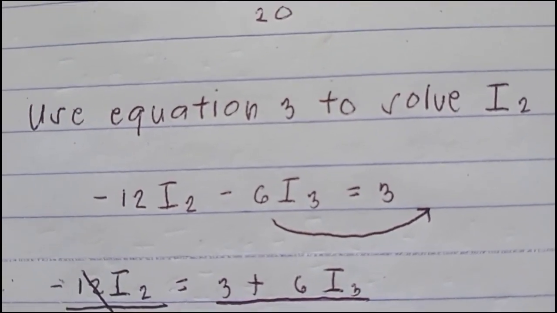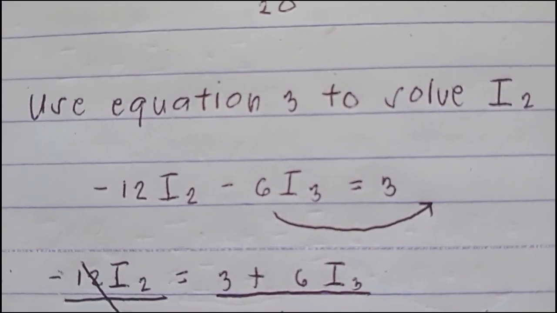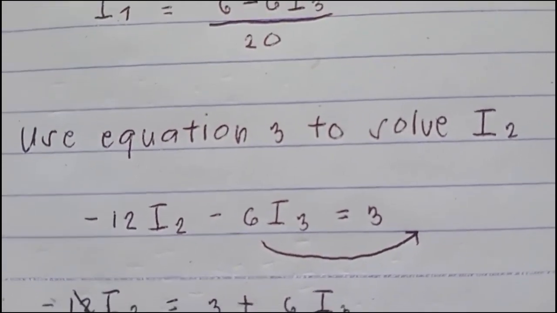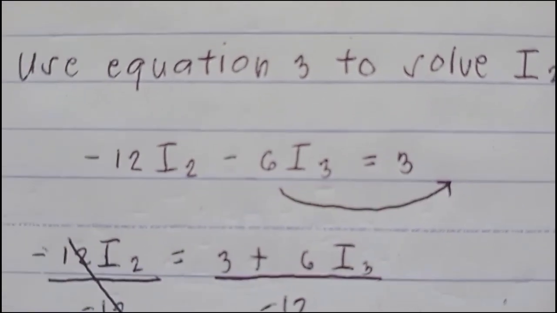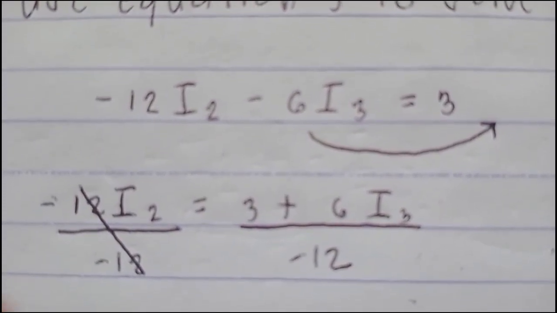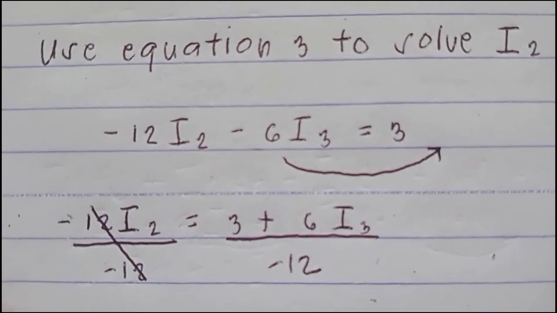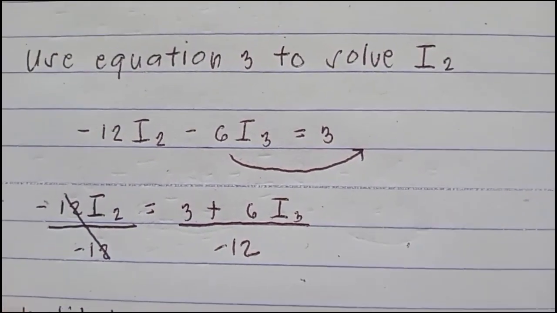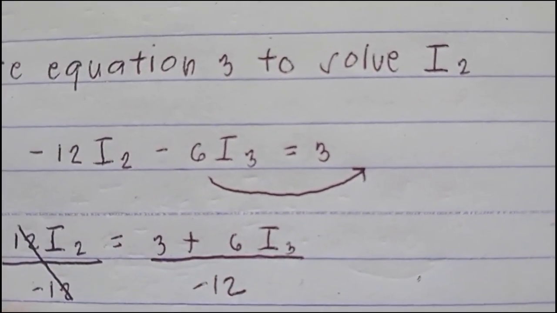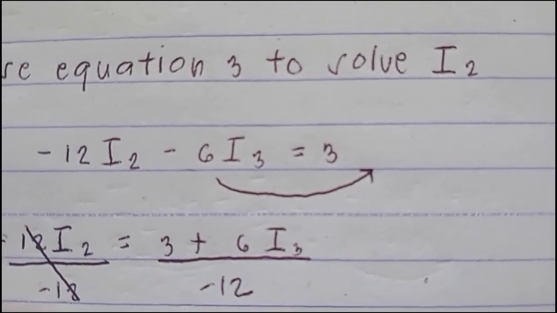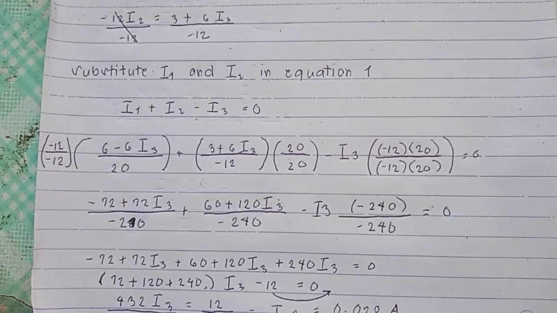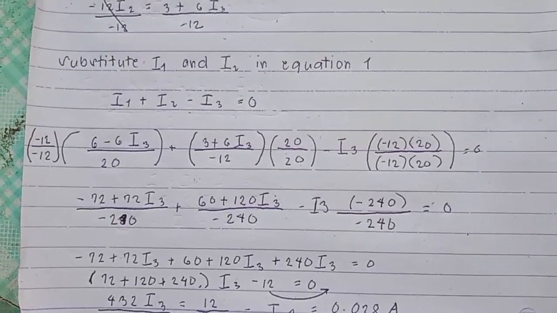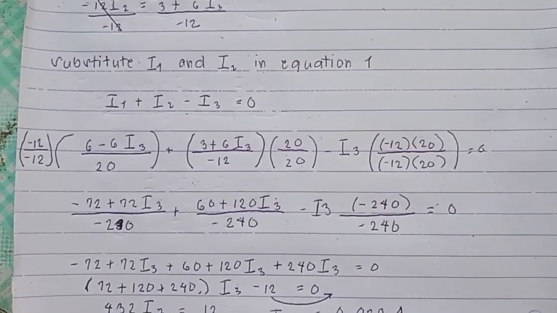In order to get I2 and eliminate 12, we must divide the equation left and right side by negative 12, again in order to obtain balance. Divided by negative 12 and divided by negative 12. So the equation that we've derived is I2 is equal to 3 plus 6I3 divided by negative 12. And now we will substitute those formulas that we've derived in equation number 1 in order to obtain I3.